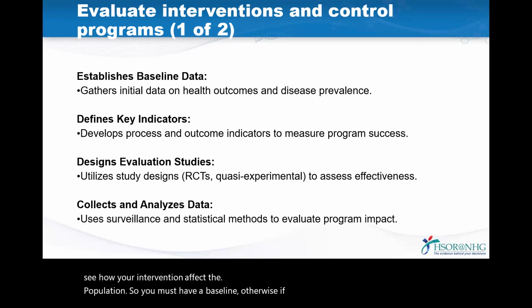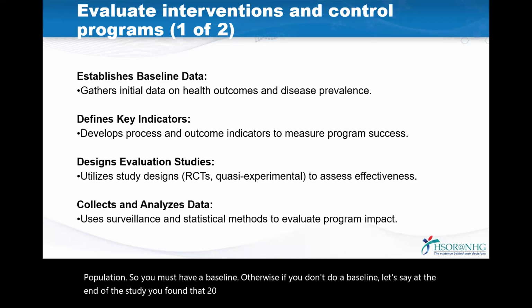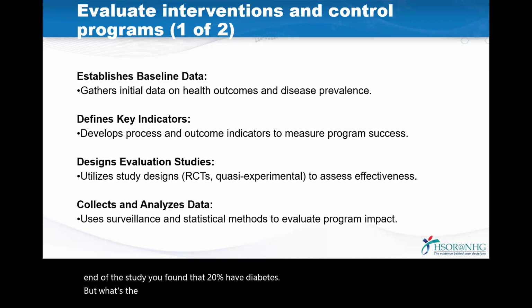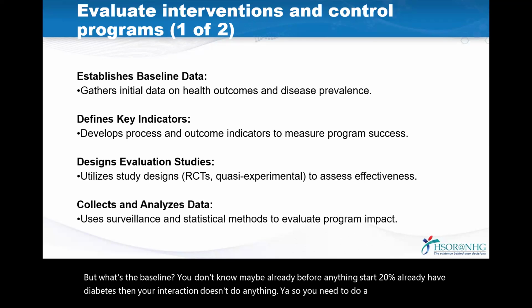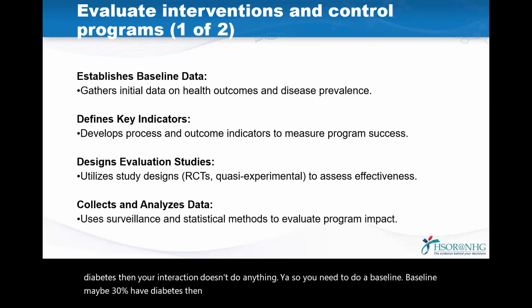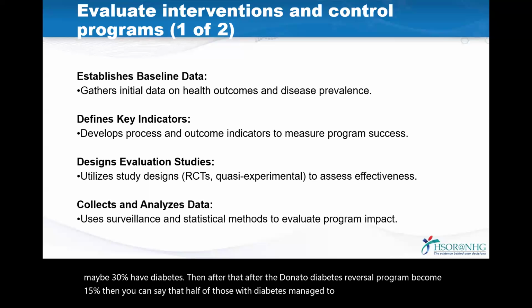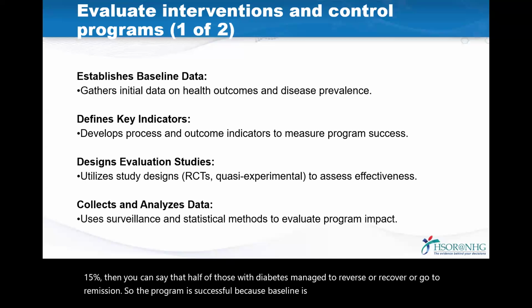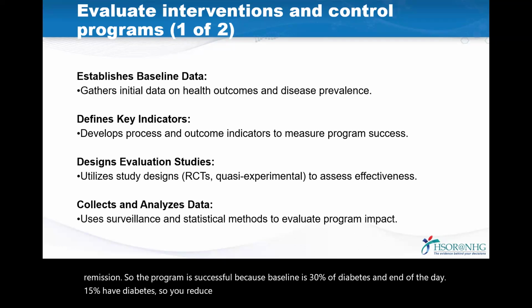Otherwise, if you don't do a baseline, let's say at the end of the study you found that 20% have diabetes. But what's the baseline? You don't know. Maybe before anything started, 20% already had diabetes, then your intervention doesn't do anything. So you need to do a baseline, maybe 30% have diabetes. Then after the Tanato diabetes reversal program it becomes 15%, then you can say that half of those with diabetes managed to reverse or recover or go into remission. So the program is successful because the baseline is 30% and at the end of the day, 15% have diabetes. So you reduced it by 50%.